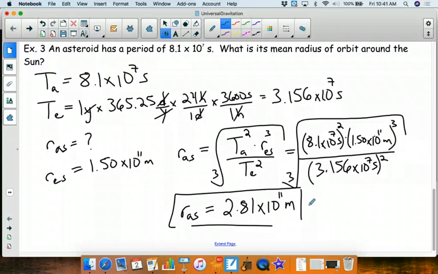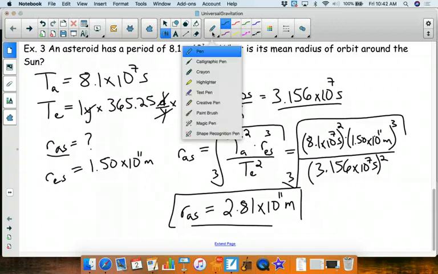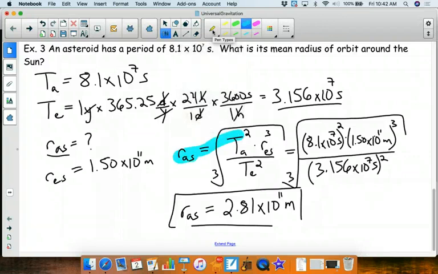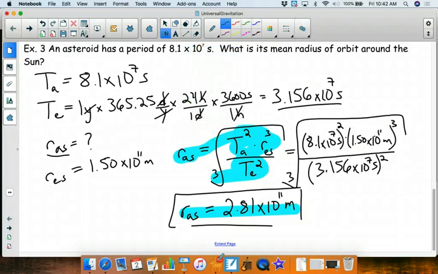Okay, so using the information for Earth, you can find the period of the Earth in terms of seconds, because you have the period of the asteroid in terms of seconds. And you just need to solve for the radius of the asteroid about the sun. And you get this thing here. Plug in your values, and 2.81 times 10 to the 11 meters is the answer.